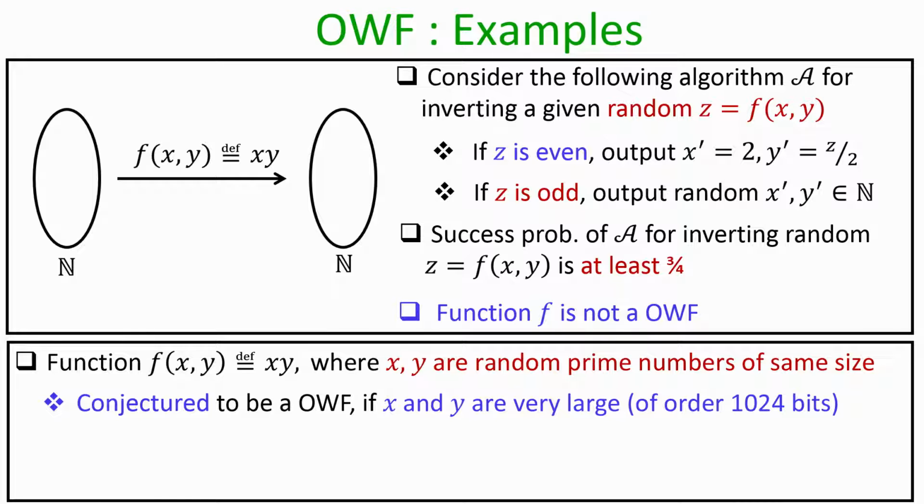I stress here that it is just conjectured that this function f of x y, where x and y are arbitrary large prime numbers, is a one-way function, because till now we do not have any polynomial time algorithm to invert this function.